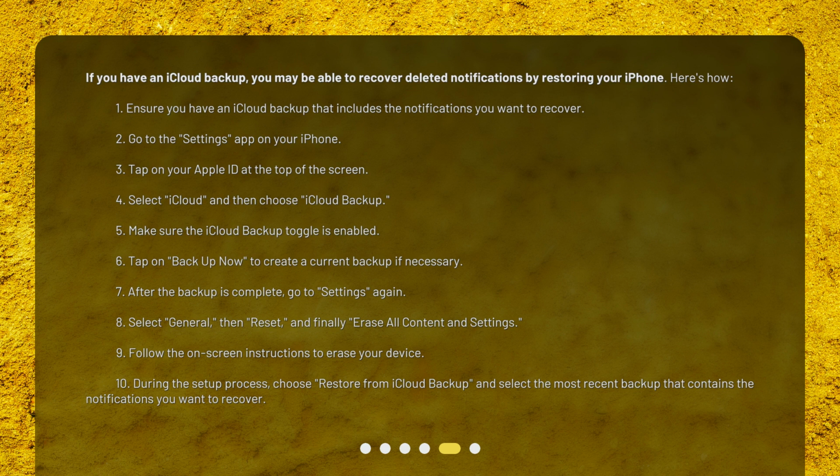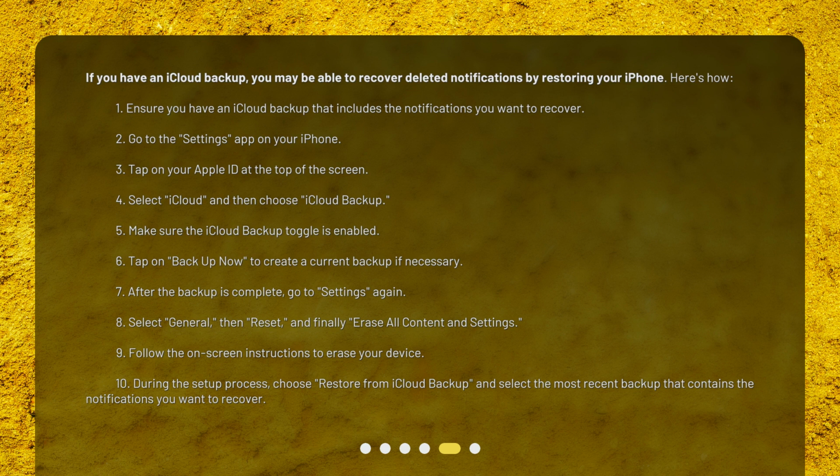2. Go to the Settings app on your iPhone. 3. Tap on your Apple ID at the top of the screen. 4. Select iCloud and then choose iCloud Backup. 5. Make sure the iCloud Backup toggle is enabled. 6. Tap on Backup Now to create a current backup if necessary.